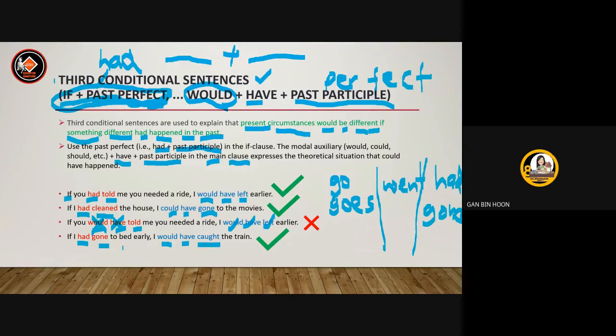Jika saya tidur lebih awal, okay, saya akan sempat mengambil kereta api itu. I would have caught the train. Okay, so I repeat, the if clause must use had perfect tense. The main clause will be would have and then the perfect tense. Okay? It's not easy, right?